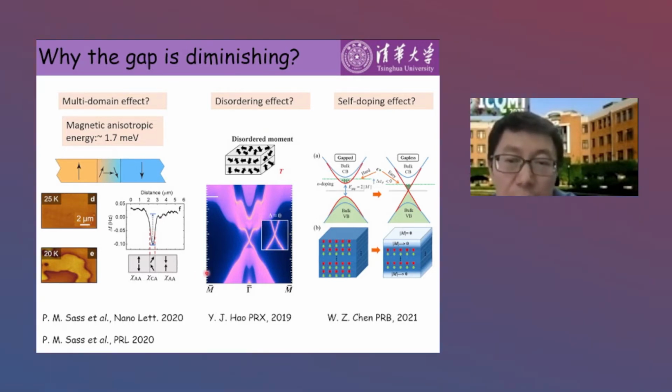The other scenario is the disordered magnetization on the sample surface, which recovers the time reversal symmetry and induces the gapless surface state. The third scenario is the self-doping effect. Due to the self-doping effect, the gapless surface state is lower in energy than the gapped state, so it is easier to observe. Unfortunately, the true mechanism of the diminishing surface gap is still an open question.